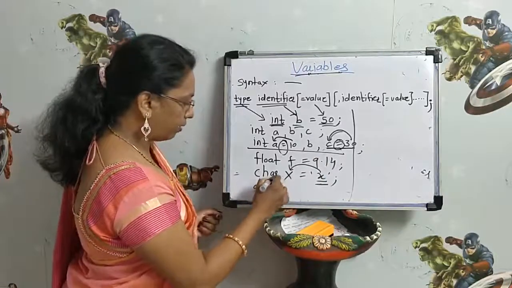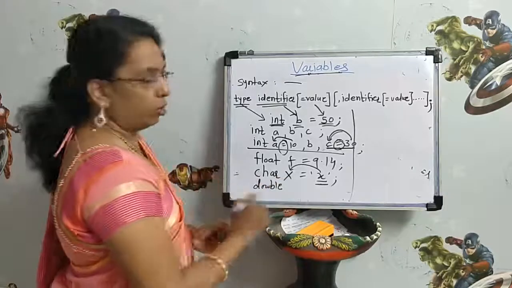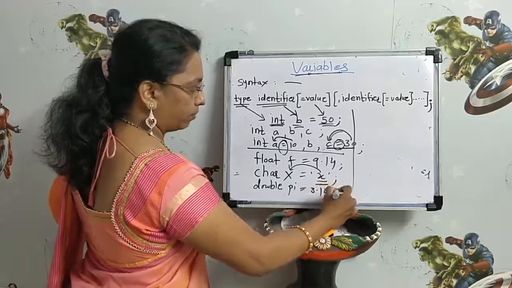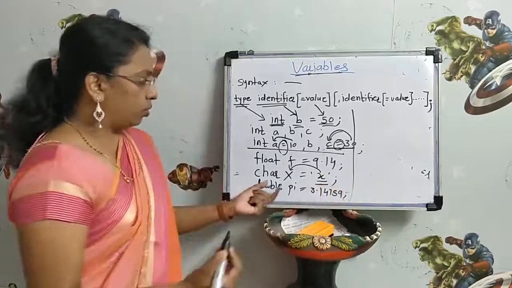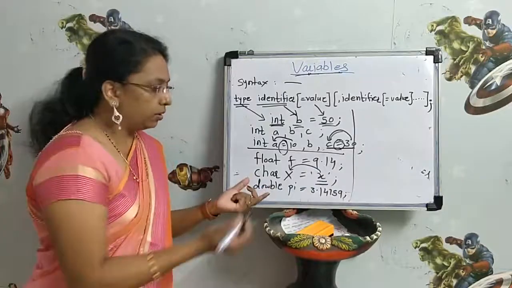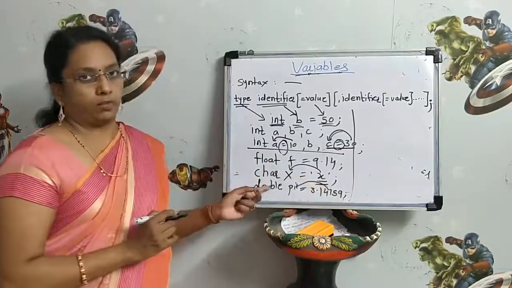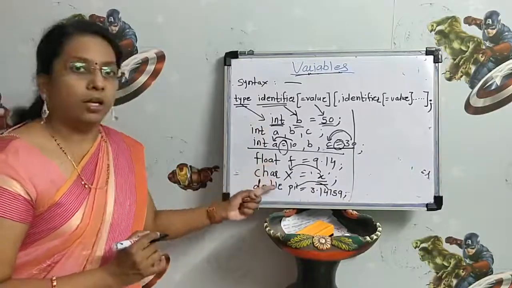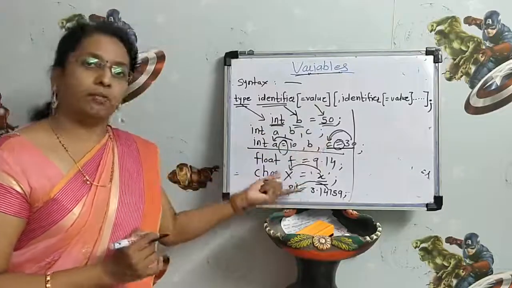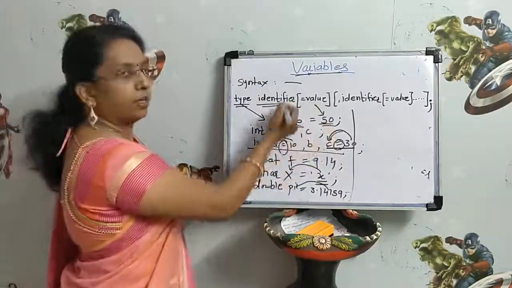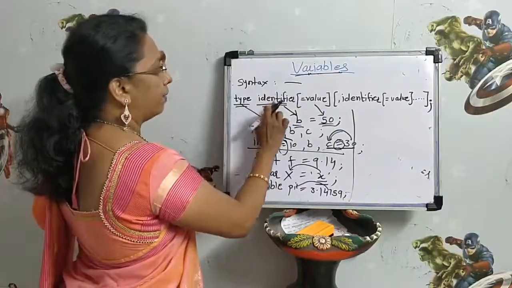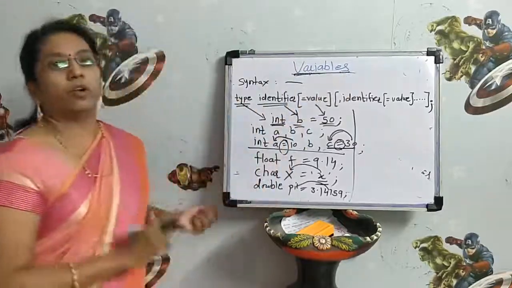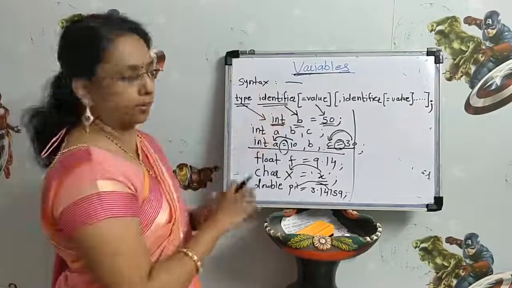For example, again we have another data type, double. So double pi equal to 3.14159. Here pi is a double type variable which is going to store this value. So we have different data types. Using different data types we can define different variables and we can assign different values. Different values, different variables, different data types. So using type, identifier and initialization, these three things we can define the variables, or declare or initialize the variables.